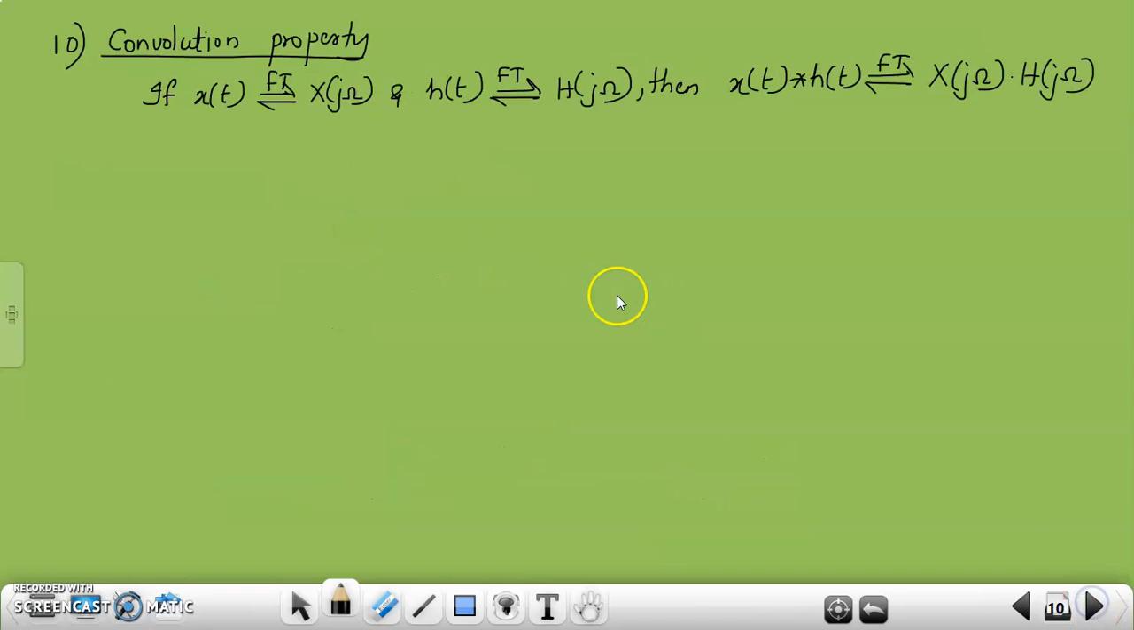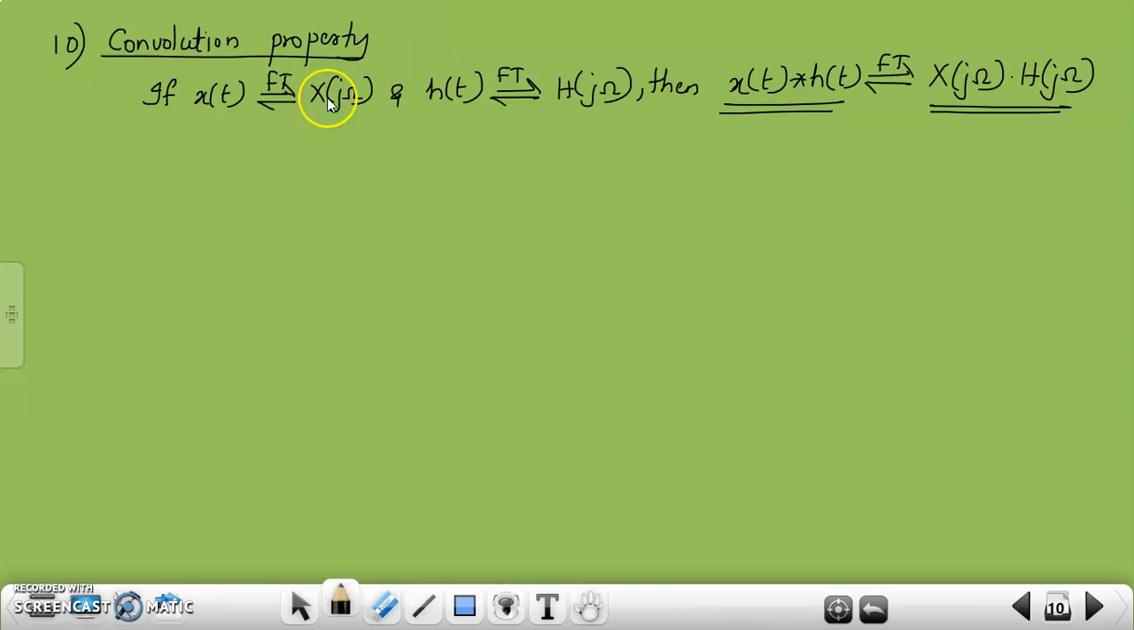The next property is the convolution property. Convolution, x of t convolution h of t, has an expression in time domain. According to the convolution property, we can say that convolution in time domain is equivalent to, or is transformed to, multiplication in frequency domain. That is the statement of the convolution property. I am repeating: convolution in time domain is equivalent to multiplication in frequency domain. Performing convolution in time domain is equivalent to performing multiplication in frequency domain.